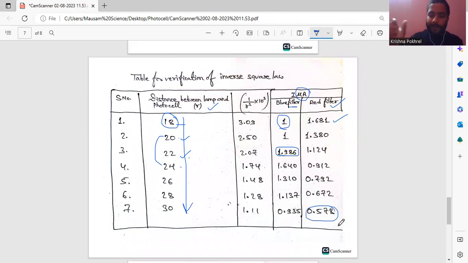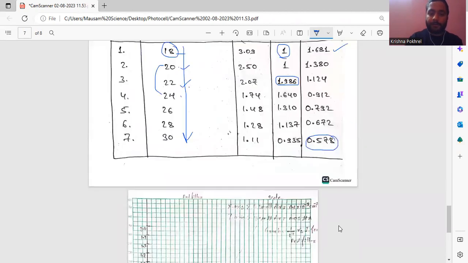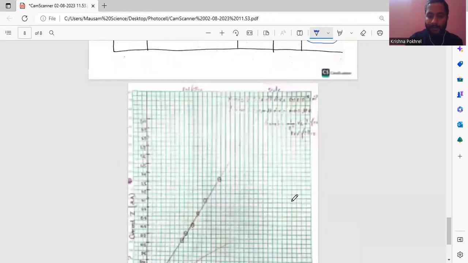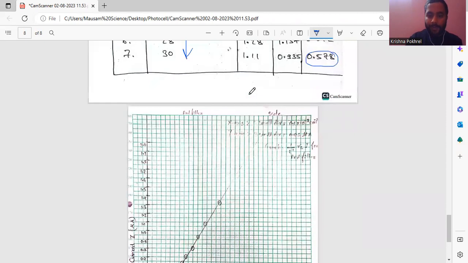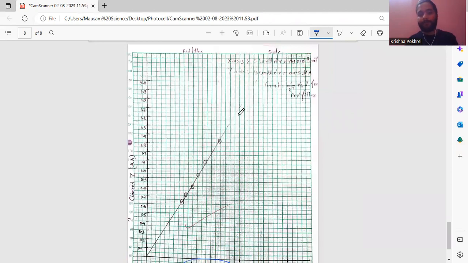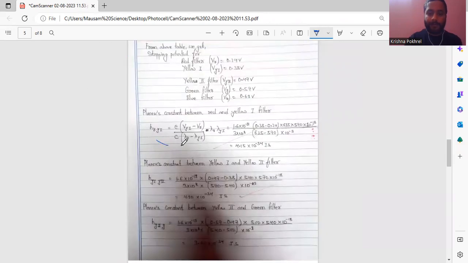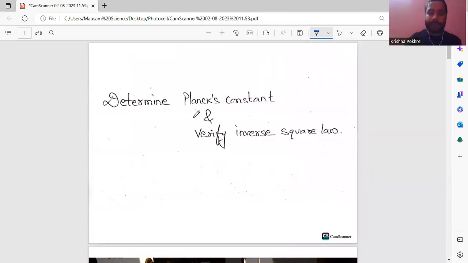You just need to move that lamp and notice the value. So for that, you place the graph between 1 by r square and this red color current. If you take this 1 by r square in the power minus 3 centimeter square over here and the current, you will get this type of nature of curve. So this is the verification of inverse square law. And from this formula we know the value of Planck's constant. So this is the formula that we need. So from here we are clear about the determination of Planck's constant and verification of inverse square law.